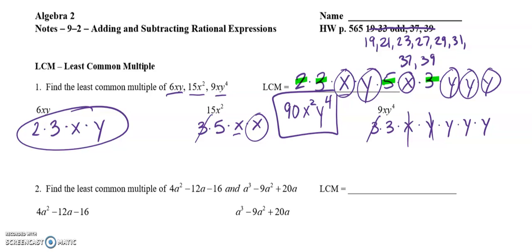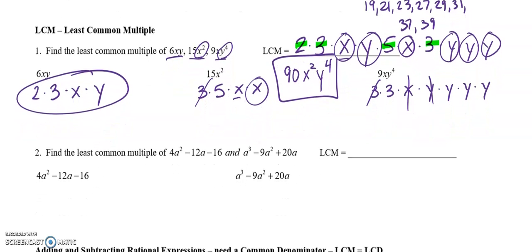So what do you notice? It was the highest exponent on the y. It was the highest exponent on the x. And then 90 is the smallest number that 6, 15, and 9 all go into evenly. Okay? All right, let's try another one.